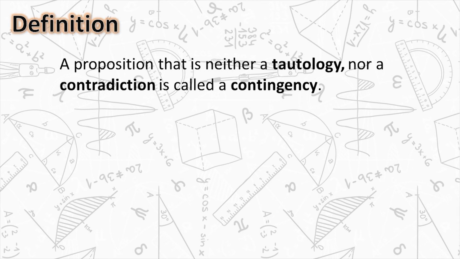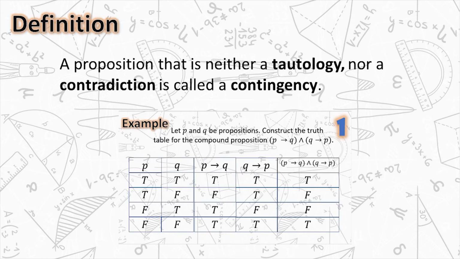A proposition that is neither a tautology nor a contradiction is called a contingency. Notice that in example number 1, the last column shows neither all true nor all false. Hence, example number 1 is an example of a contingency. Let us have another example.